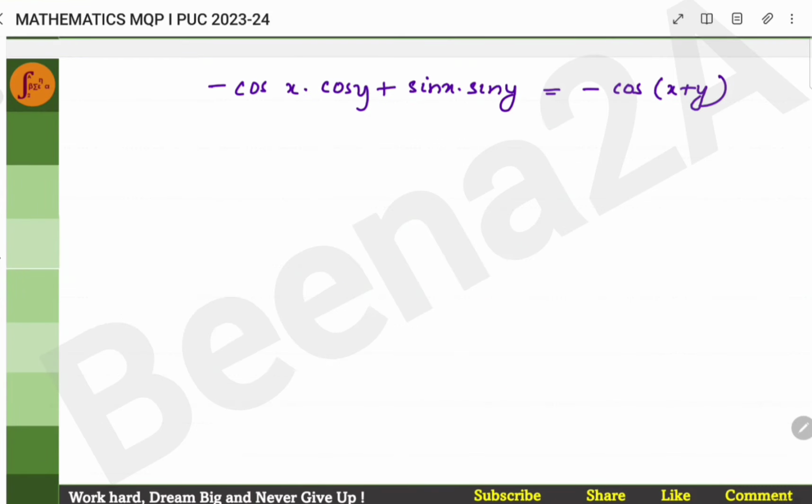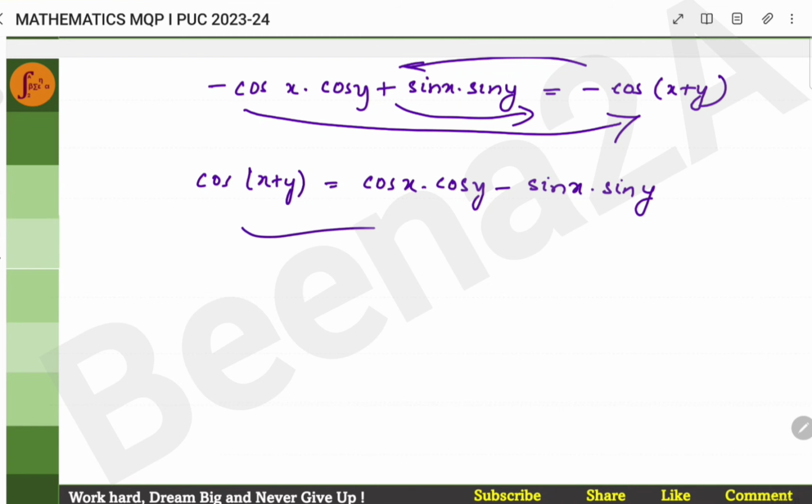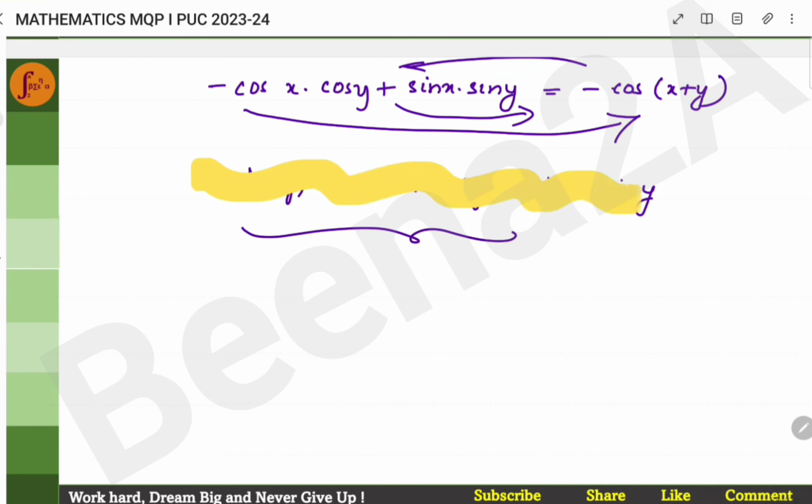So I can rearrange these terms, right? I can shift this here and this one here. So when I shift this here, this minus will become plus, and when I shift this here, this minus will become plus. So it will be cos of x plus y is equal to, I'll shift this entire thing, so it will be cos x into cos y. When I shift this one also, it will become minus sin x into sin y. Now if you notice, we have proven this particular expression geometrically. Cos of x plus y is equal to cos x cos y minus sin x sin y.